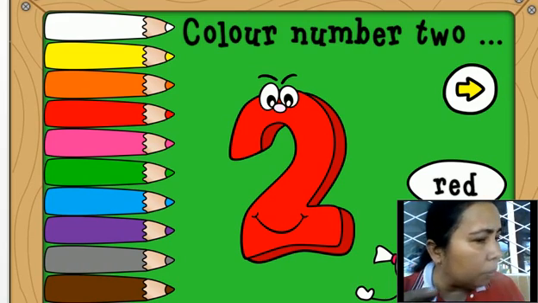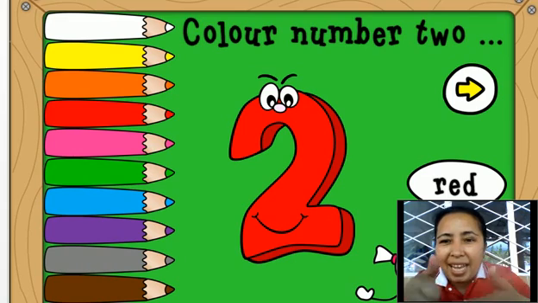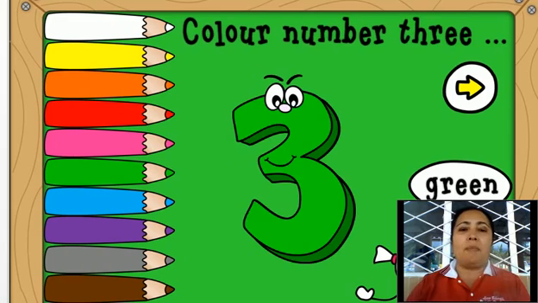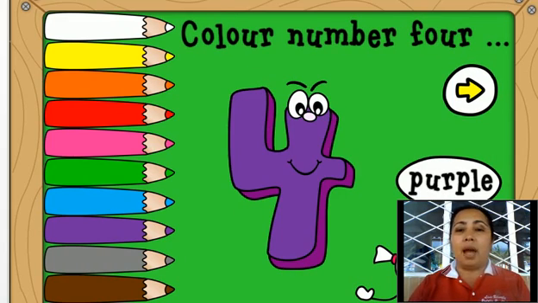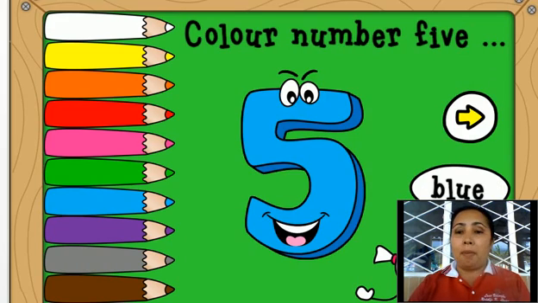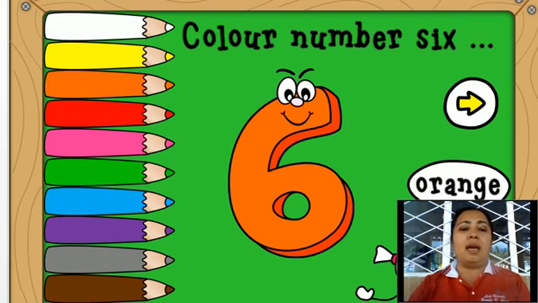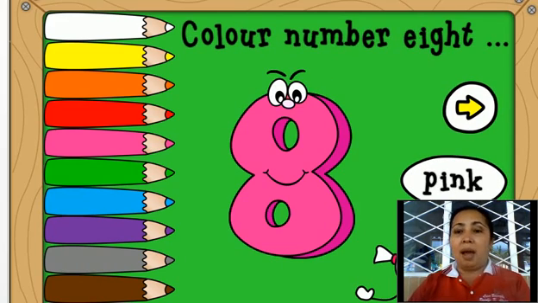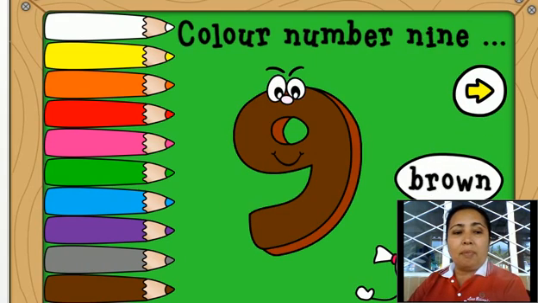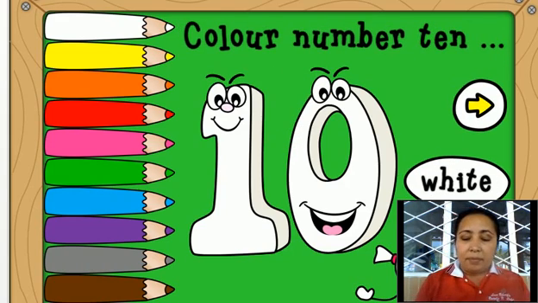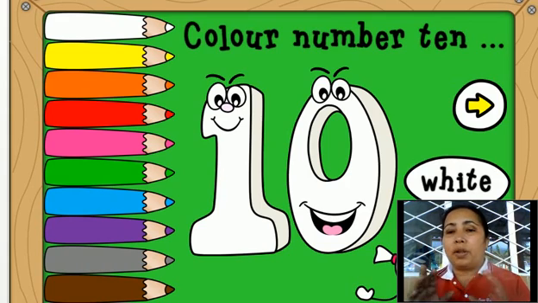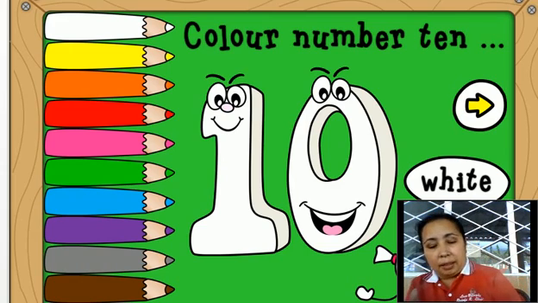I can hear you. Excellent, students. Number 2 is red. Number 3, number 4, number 5, number 6, number 7, number 8, number 9, and number 10. Okay, now in this class, you have a little review with the principal number from number 1 to number 10.